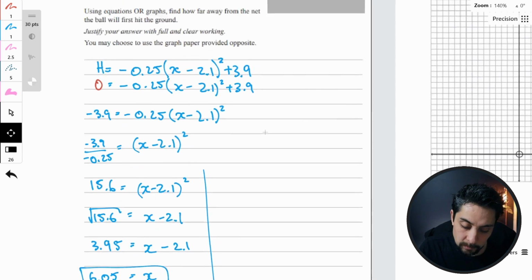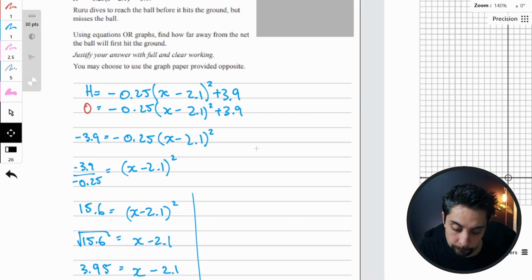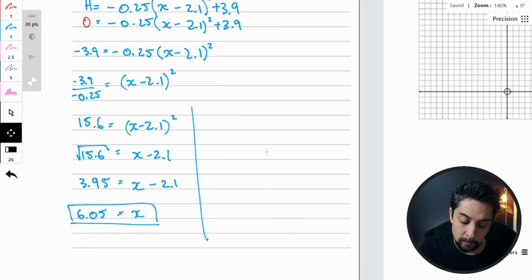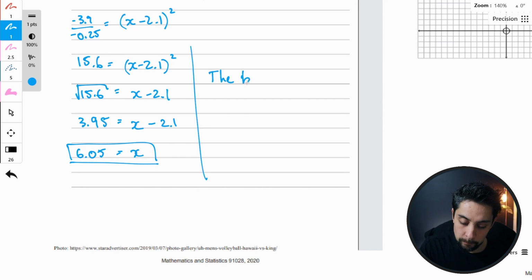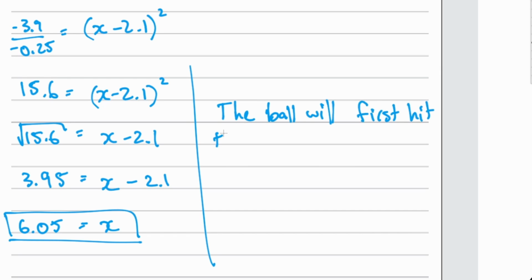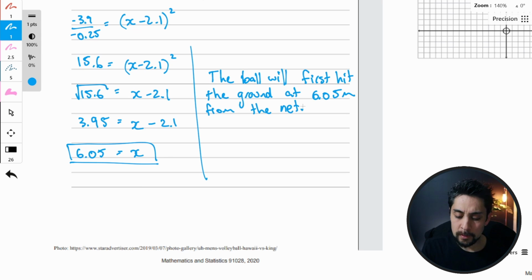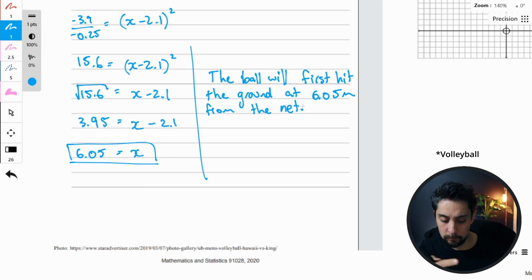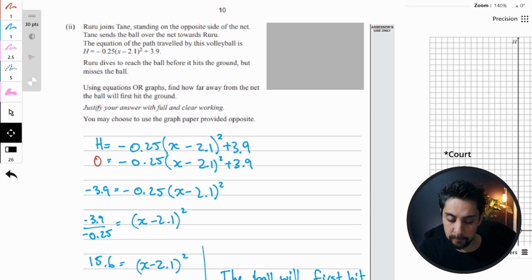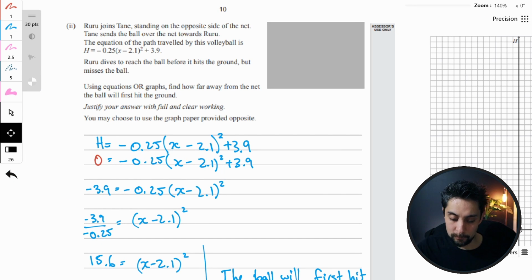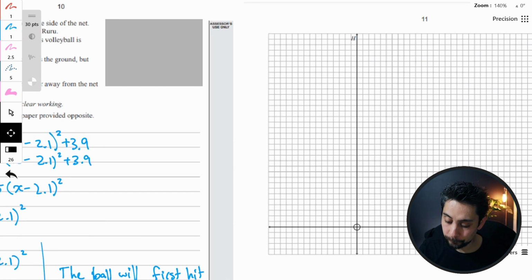So the question asked, how far away from the net will the ball first hit the ground? The ball will first hit the ground at 6.05 meters from the net. Is that within the boundary of the netball square? I'm not sure what the size of a netball field is. Netball field, is that what it's called? Netball boundaries, I don't know.